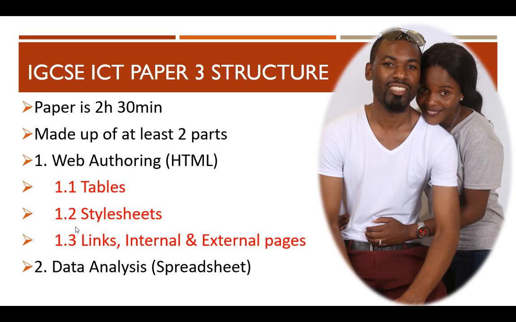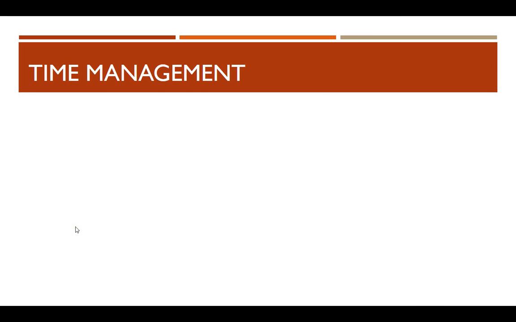Okay, so let's go to time management. Like I said, this paper is a 2 hours 30 minutes paper. Your goal is to work as fast as possible, but in the process you need to retain your accuracy. By accuracy we mean minimizing the errors that you're going to make, those silly mistakes that will cost you marks.